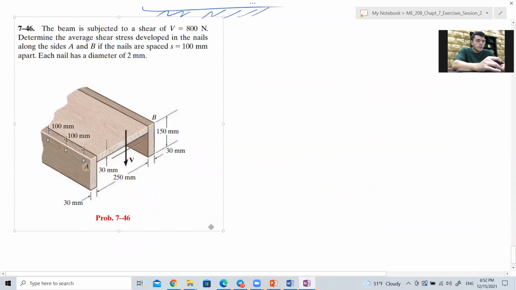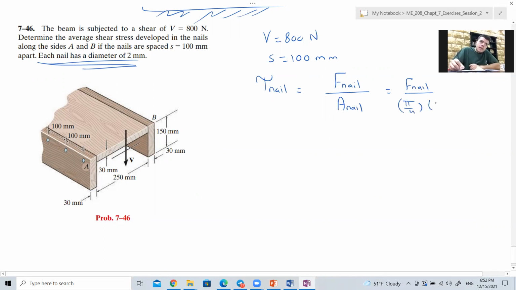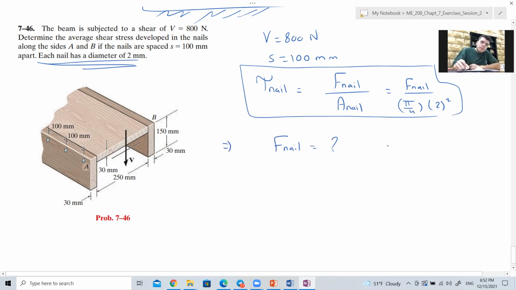So V is 800 newtons. S is 100 millimeters. You need to find the shear stress in the nail, which is the force in the nail divided by the area of the nail. That's why the diameter of the nail is given: F nail divided by pi over 4 times the diameter squared. So we should find F of the nail, from the formula for Q: VQ over I equals NF over S.